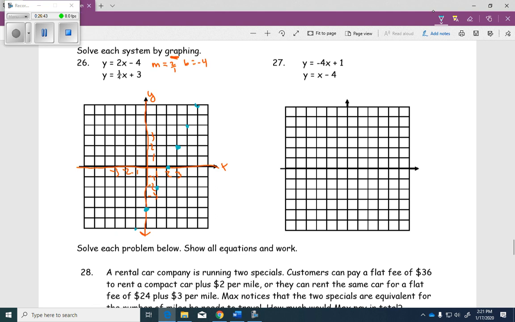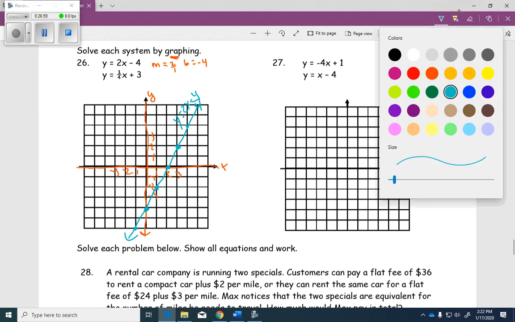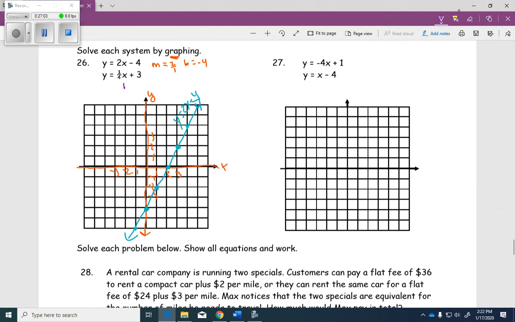Could always go in the other direction. You should use a straight edge. And you must label. The second equation, the slope is 1/4, and the y-intercept is 3. So now we go up 1 over 4, and I found my point. It landed right there.